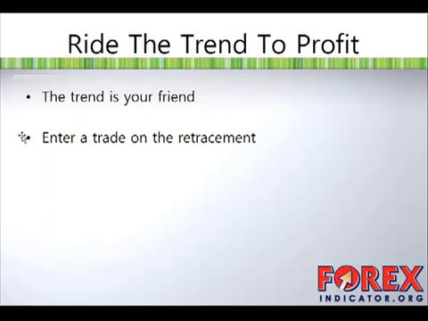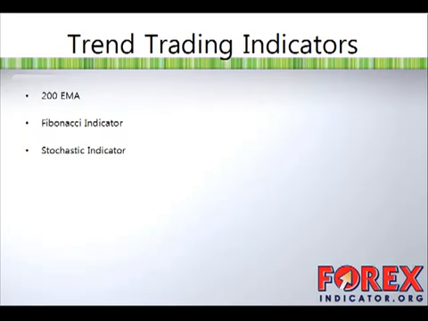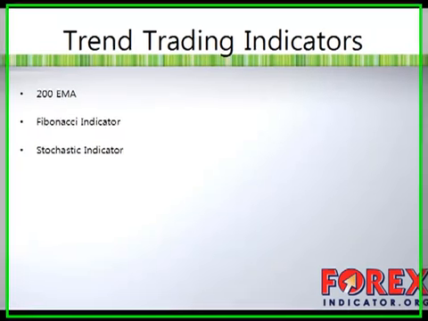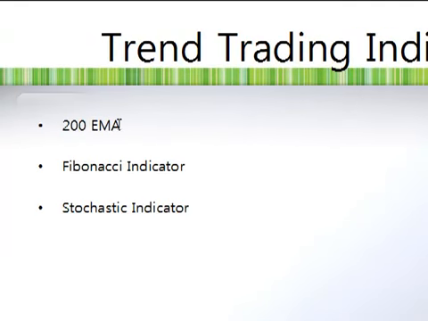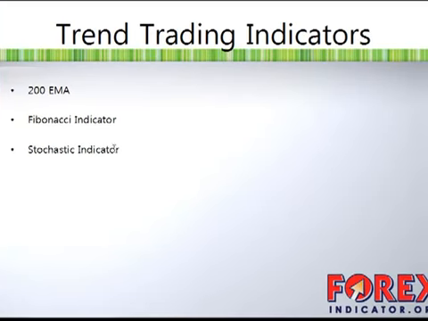Therefore, the whole idea of this strategy is to enter a trade on the retracement of the price. Let's go through the indicators that we need. First, you need the 200 EMA, which is the 200 exponential moving average, not the simple moving average. You need the Fibonacci indicators, and you need the stochastic indicator. For the stochastic indicator, just set the default setting of 5, 3, 3, and that will do. So let's go through the steps to trade this strategy.